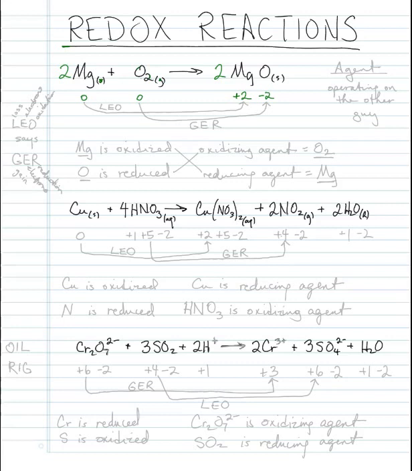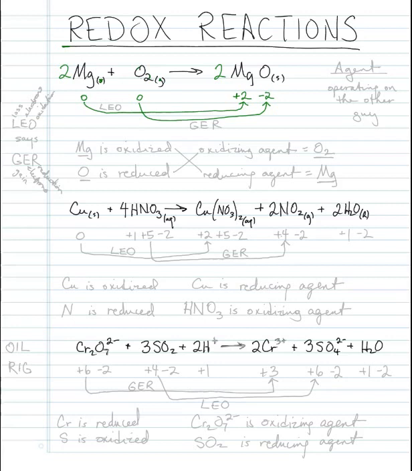We need to decide who has changed oxidation numbers. The magnesium has gone from 0 and become a +2. That's change. And oxygen was a 0 and has become a -2. So as we look at this, we have to say who has gained electrons and who has lost electrons. So looking at magnesium first, magnesium went from 0 to +2.